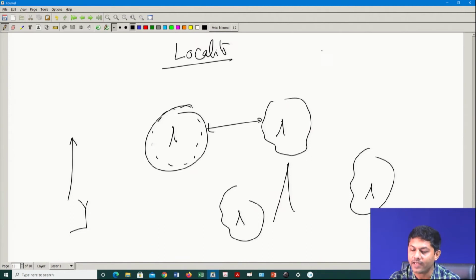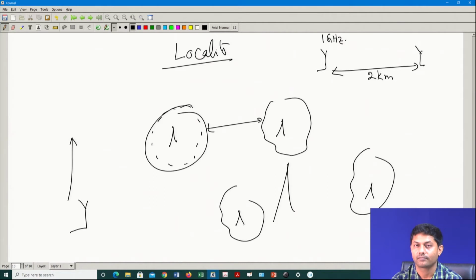So, if I have an antenna here, let us say the distance is 2 kilometers. I send a signal which is, say, 1 gigahertz RF. I send another signal which is, say, 100 gigahertz RF, and in both cases I am sending the same power. Let us say I am sending 20 dBm power here, and here also I am sending 20 dBm power.